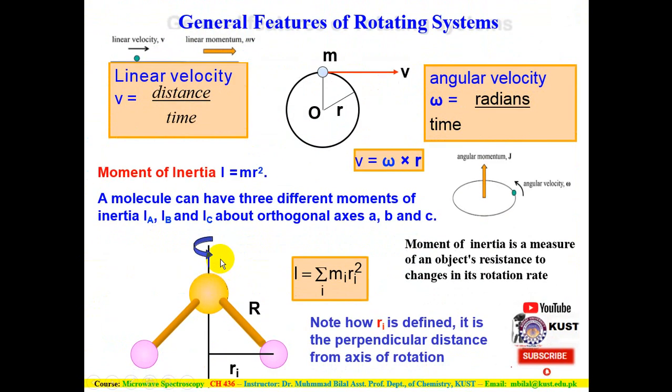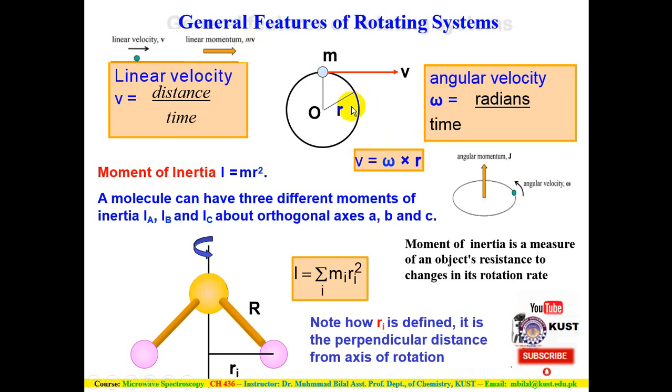Now in this slide we will discuss different terminology used in rotational microwave spectroscopy. First of all, linear velocity. As we know, linear velocity is the distance covered in a particular time in a particular direction. A molecule having linear velocity will be associated with linear momentum, and its value will be equal to m multiplied by v, that is, mass multiplied by velocity of the molecule.